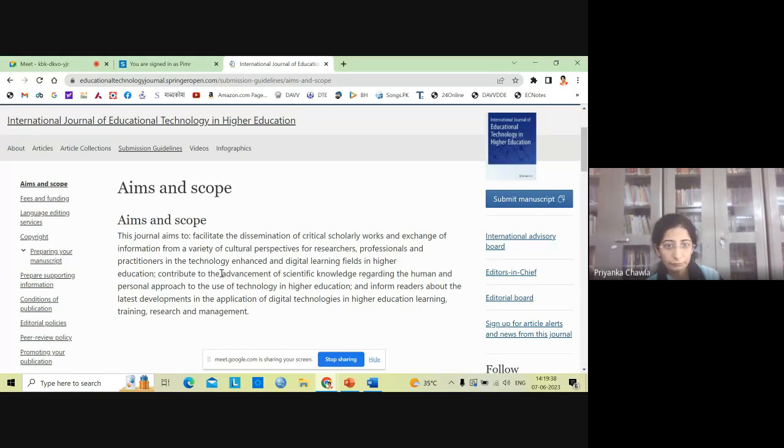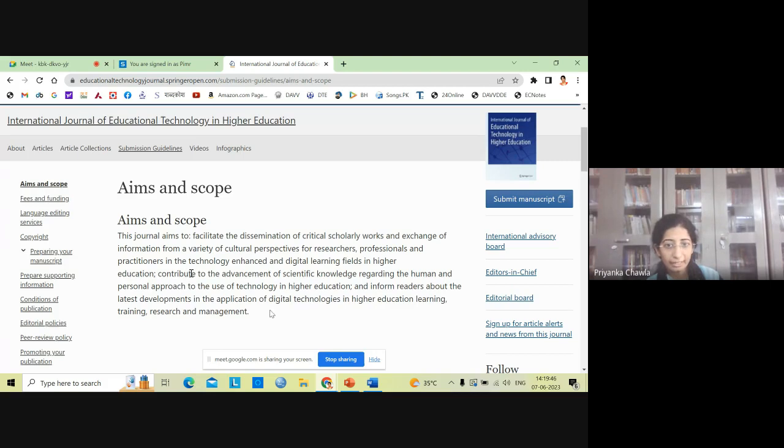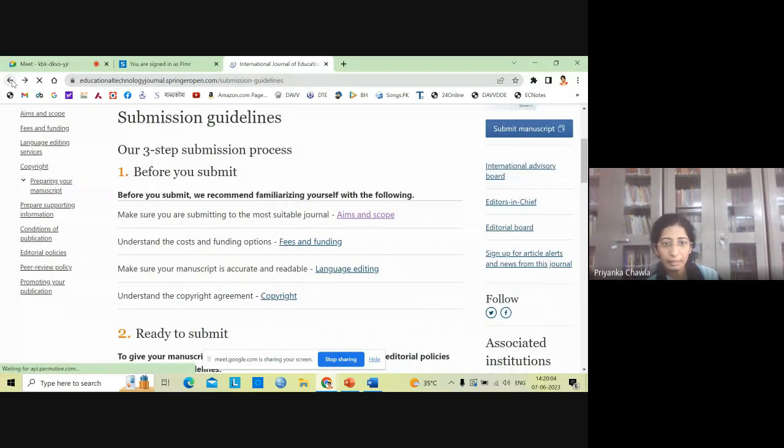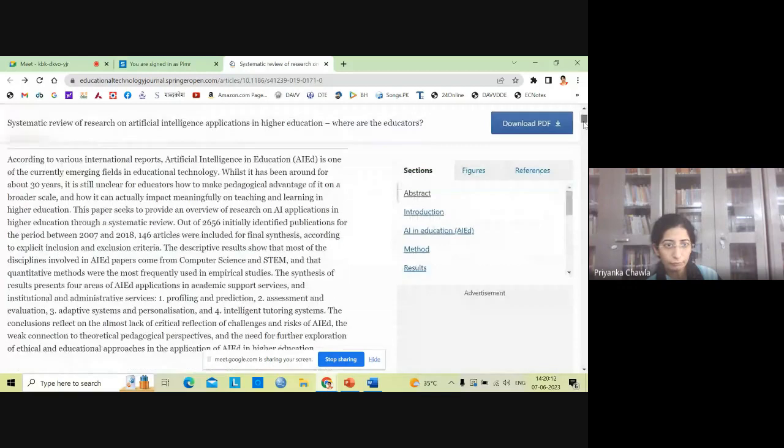See, this journal is suitable. It is written over it. This particular journal is suitable for technology use, technology related or latest development in application of digital technologies in higher education, research and management. So this particular journal is suitable for these types of topics. First you have to check this, then only you will be able to submit. And there are some policies, rules and regulations before submission. So you have to check that.